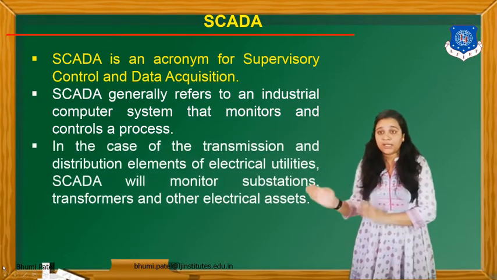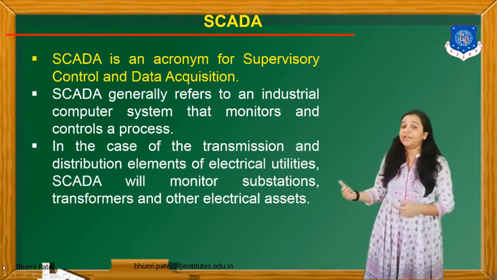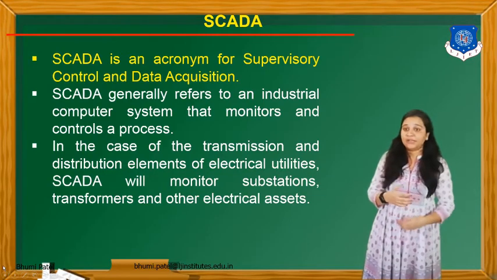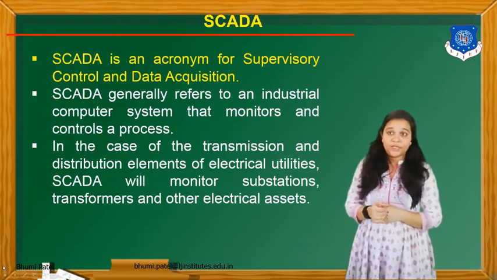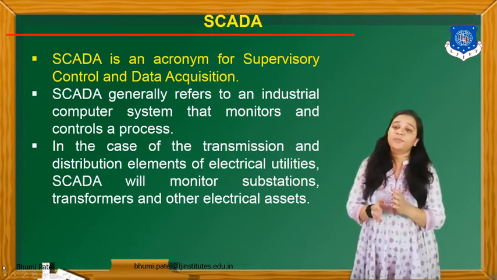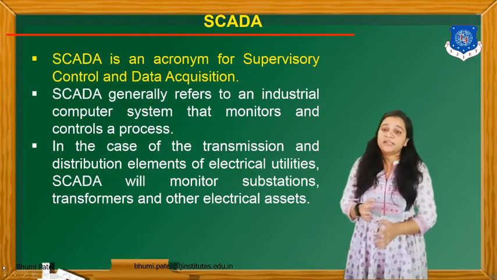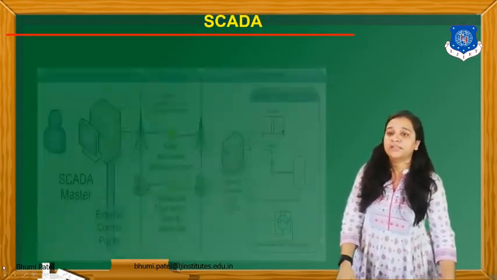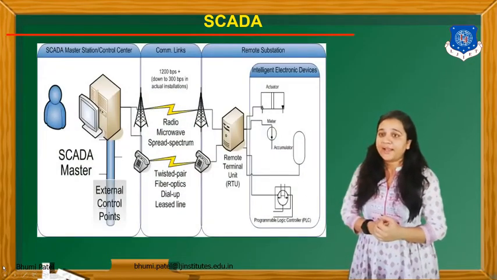In the case of the transmission and distribution elements of an electrical utility, SCADA will monitor the substation, transformer and other electrical assets. Generally, the function of the SCADA will start when the PLC function ends. Suppose a simple example is there. Here the actual diagram of SCADA is given.